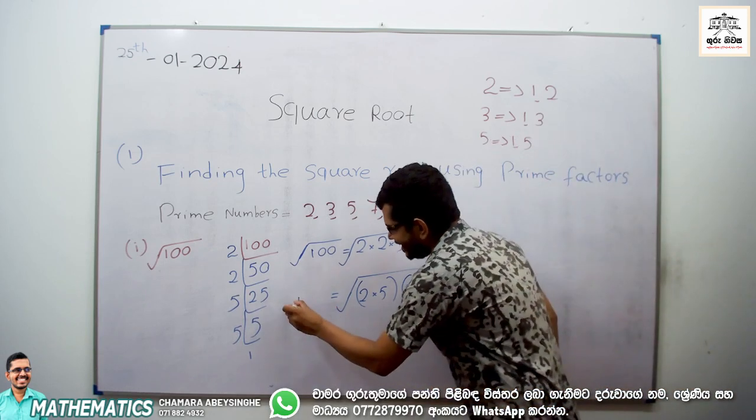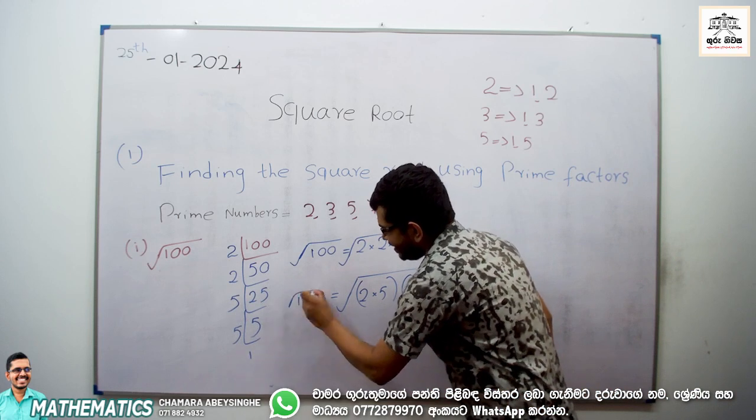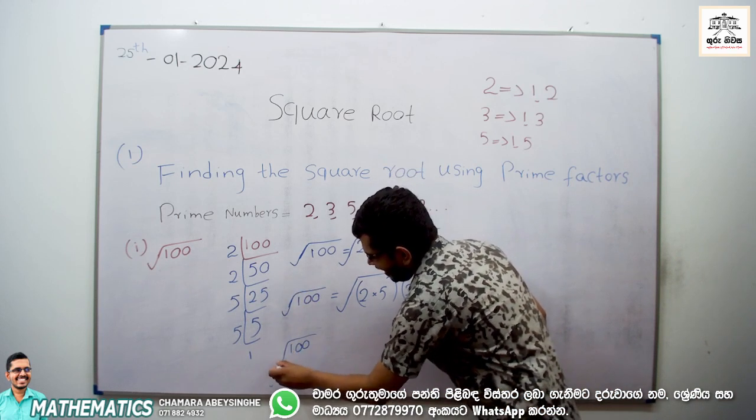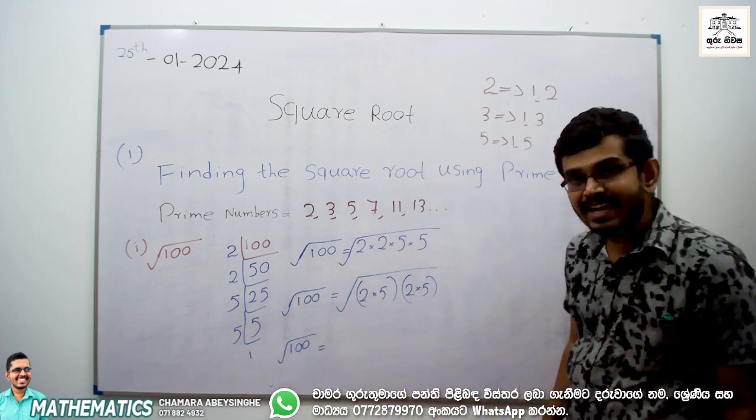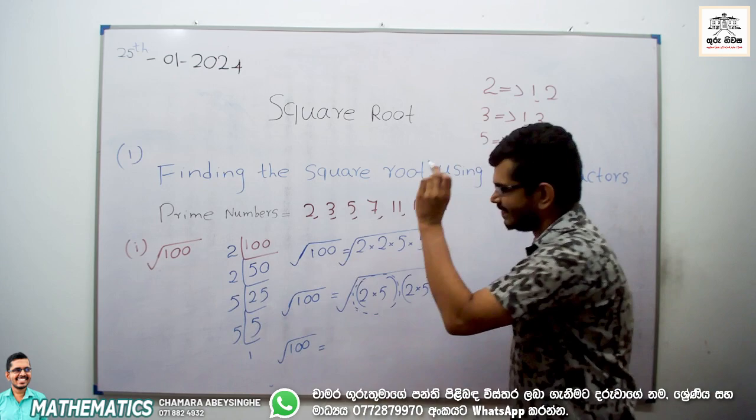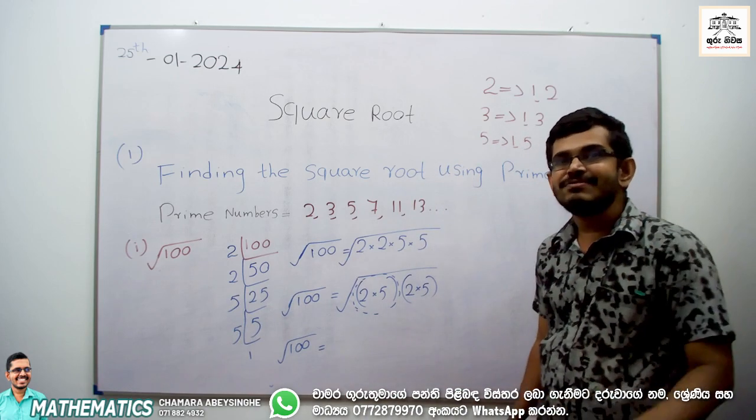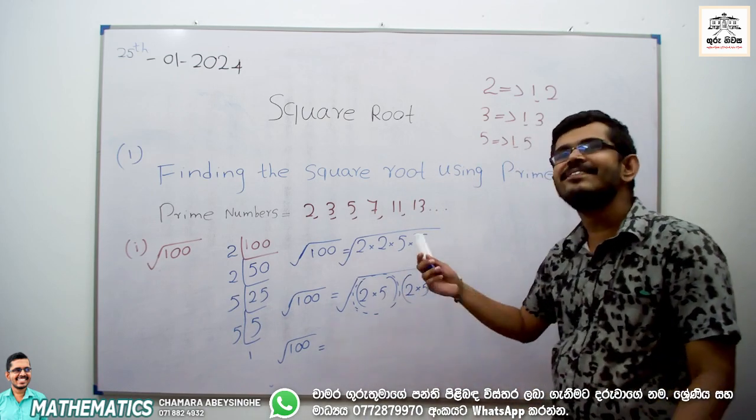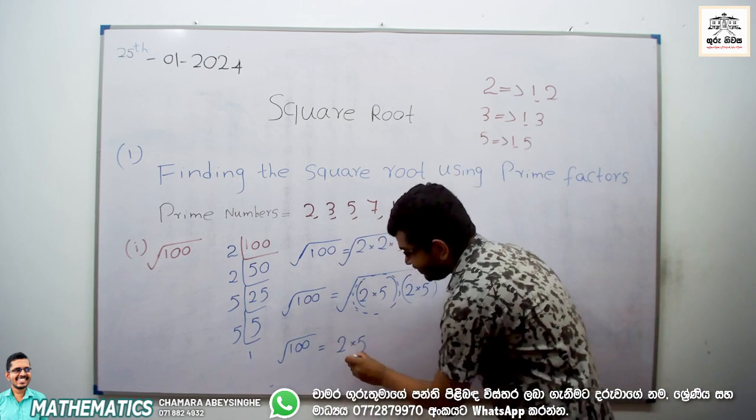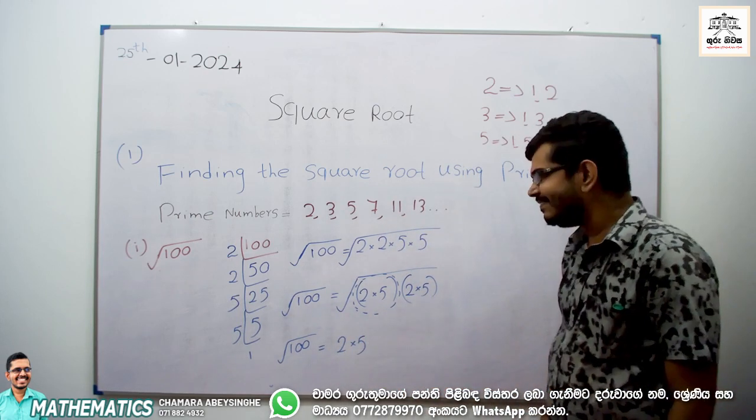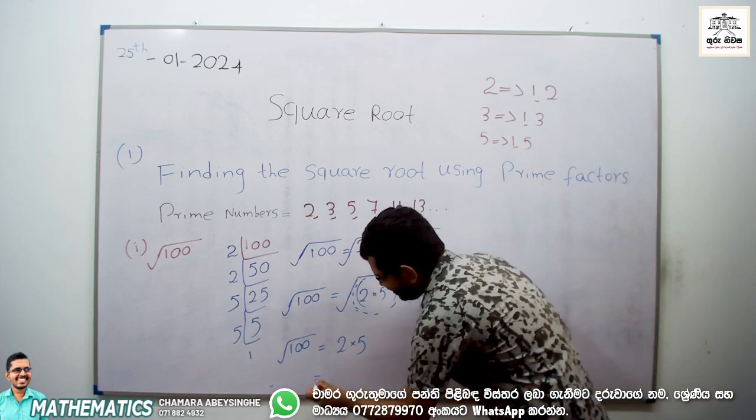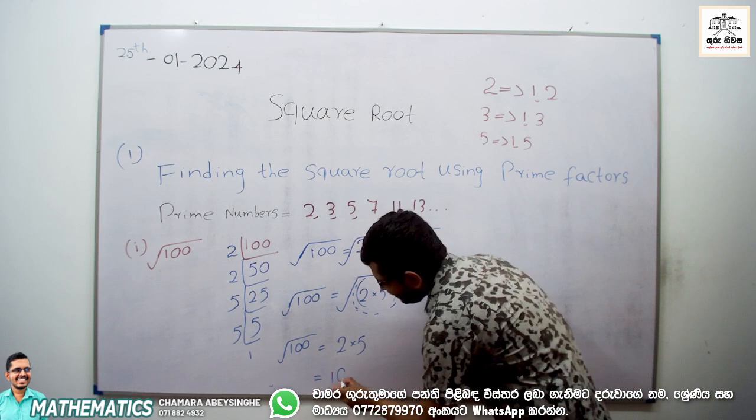Now, student, let's see. The square root of 100 we can get is the value of one group. We get 2 times 5, and we must take it without the square root mark, very important. Now 2 times 5 is 10.